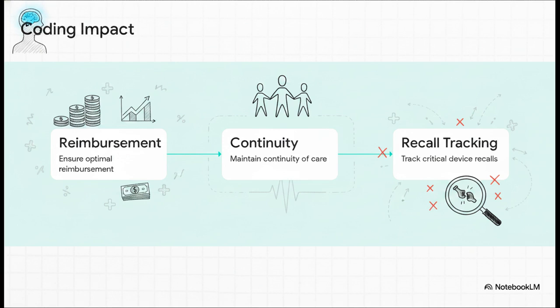First, yes, it ensures optimal reimbursement. Second, it maintains appropriate continuity of care, so the next doctor down the line knows exactly what is inside their patient. And third, and perhaps most crucially, it allows the medical system to track critical device recalls. If a specific synthetic graft or pacemaker fails out there in the real world, this code is exactly how they find the patients who need help.